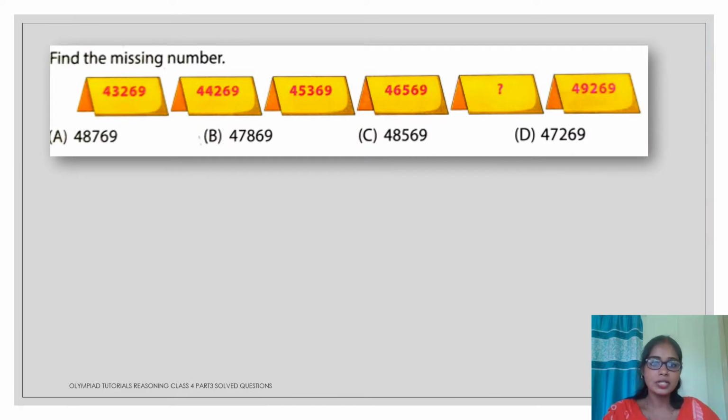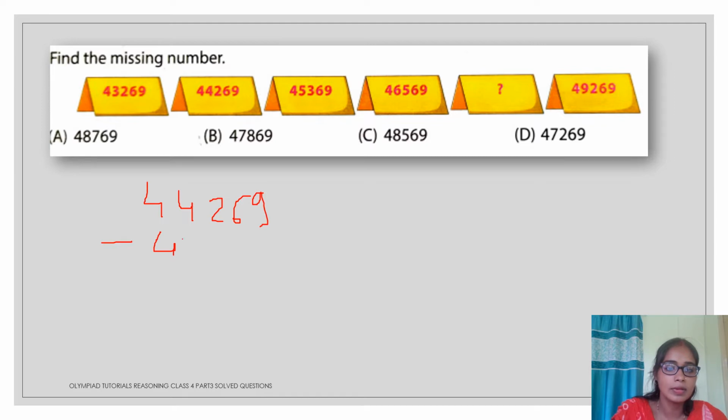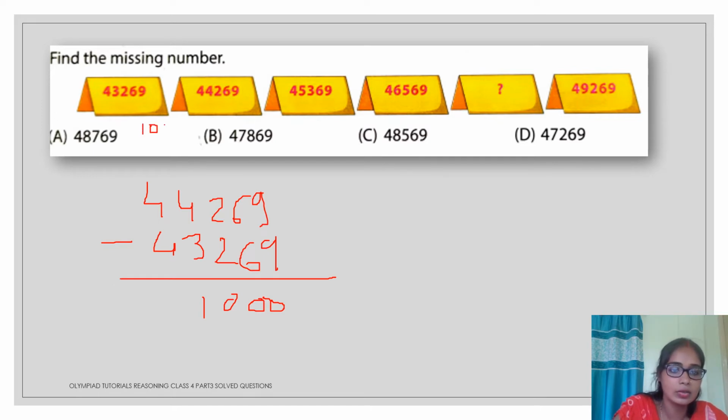So this is the first question. Find the missing number. Here different numbers are given. What you have to find is the relation between these successive numbers. So let's take this number, 44269. We'll subtract the previous number and find the difference. We get 1000 as the difference. We'll just write it down here, 1000.